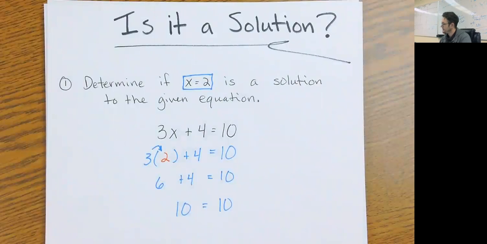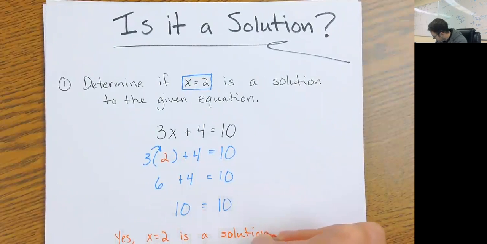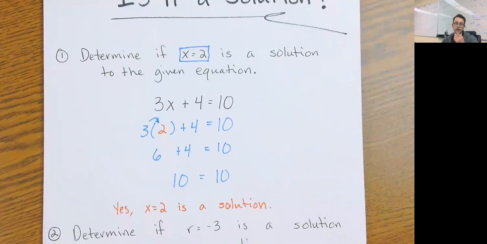So the answer is yes, x equals 2 is a solution. What you guys will actually learn or might already know is x equals 2 is the only solution because this would be a linear equation, and linear equations, they have one answer. They cross the x-axis once. They cross that value once. So only one time does the equation ever equal 10, and that is when you plug in 2. We'll get to that in a later video.